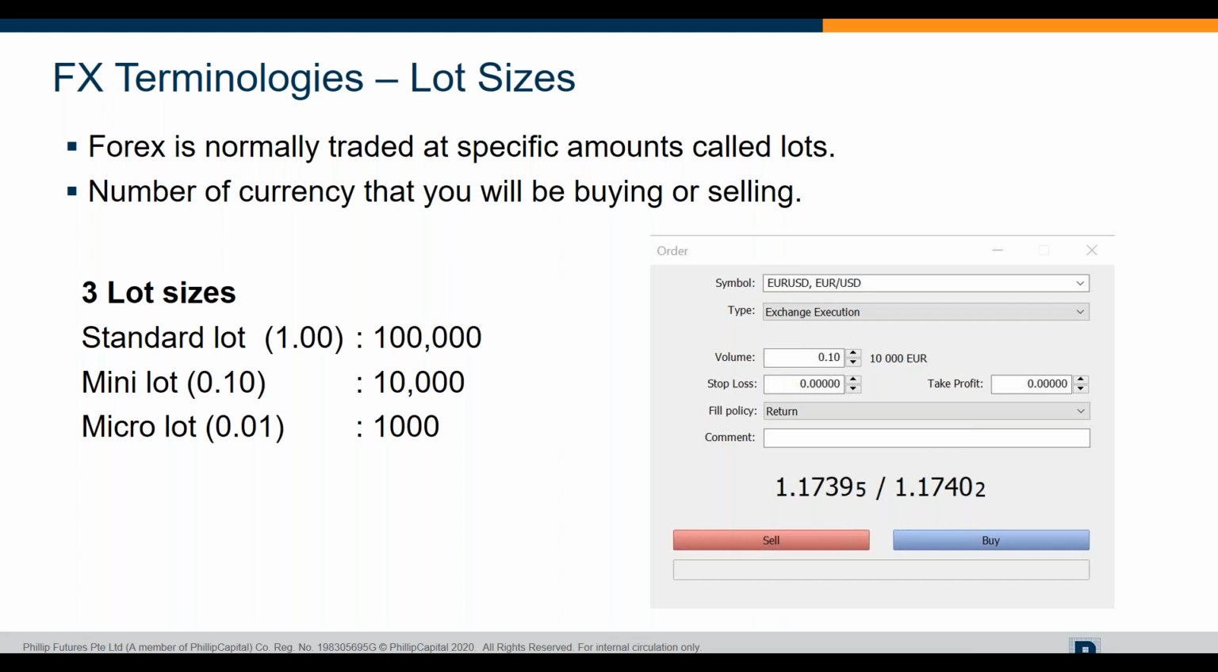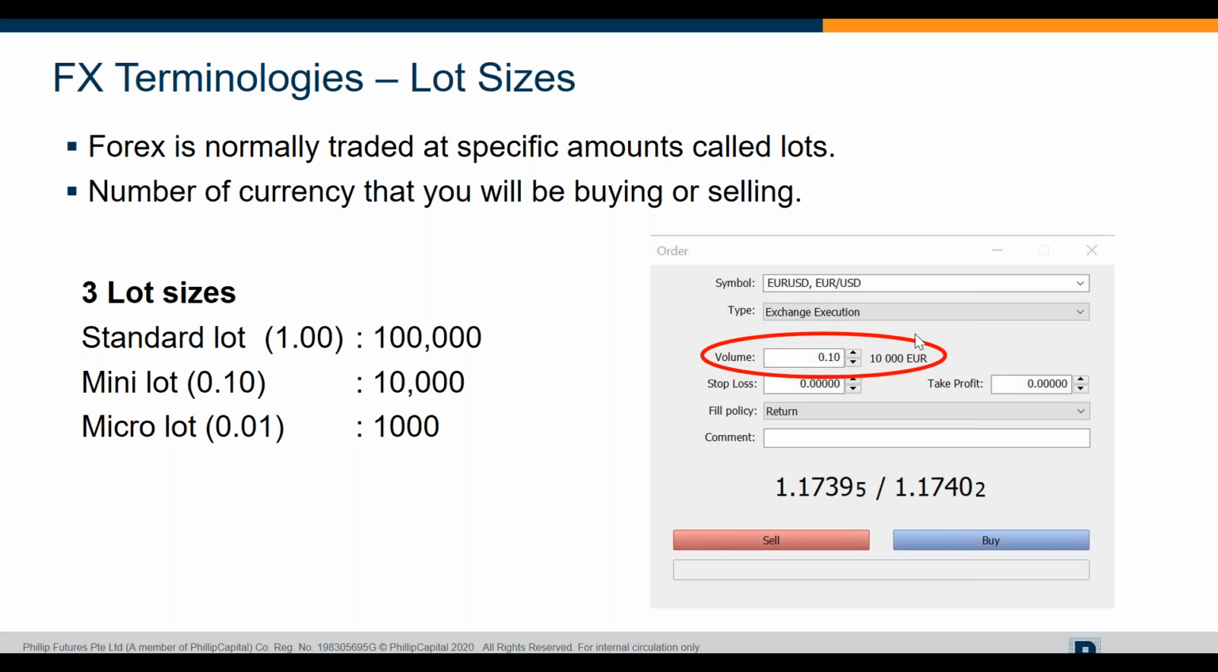This is a screenshot of an order ticket on the trading platform. You can see the volume 0.1, referencing to this right here. 0.1 means 10,000 euro. So when you trade, you don't have to be afraid of what number that you key in. Whichever you key in, it will be shown to you on how much is actually being traded.